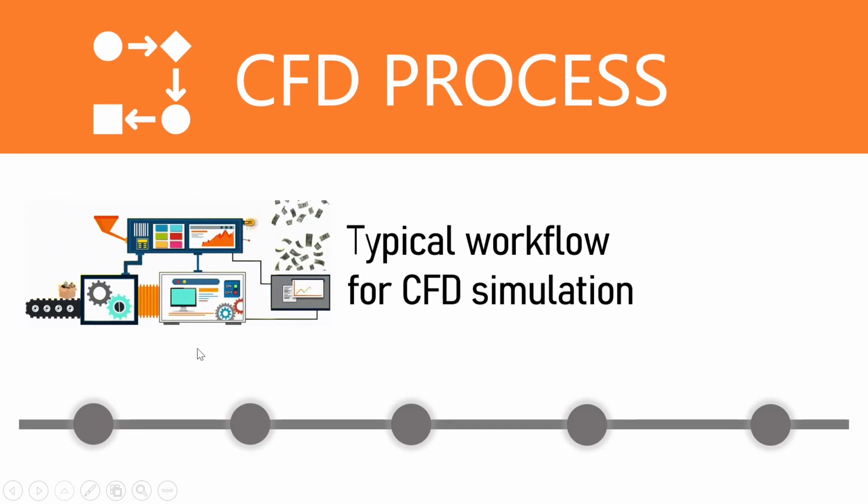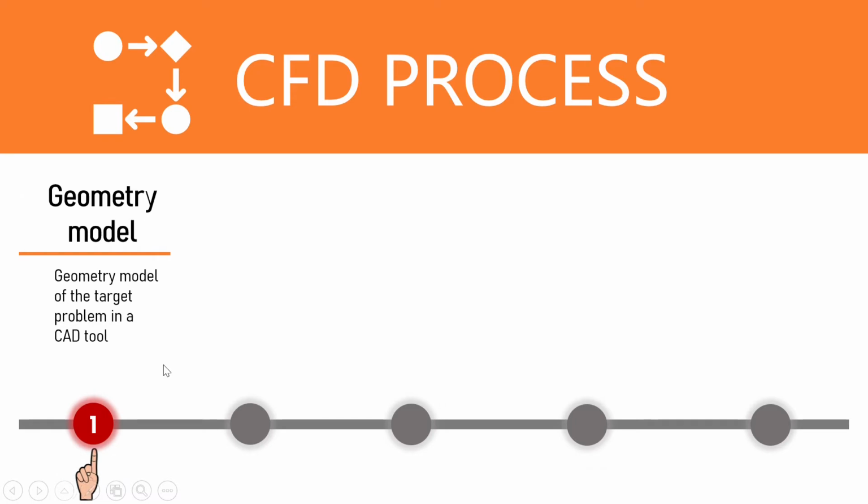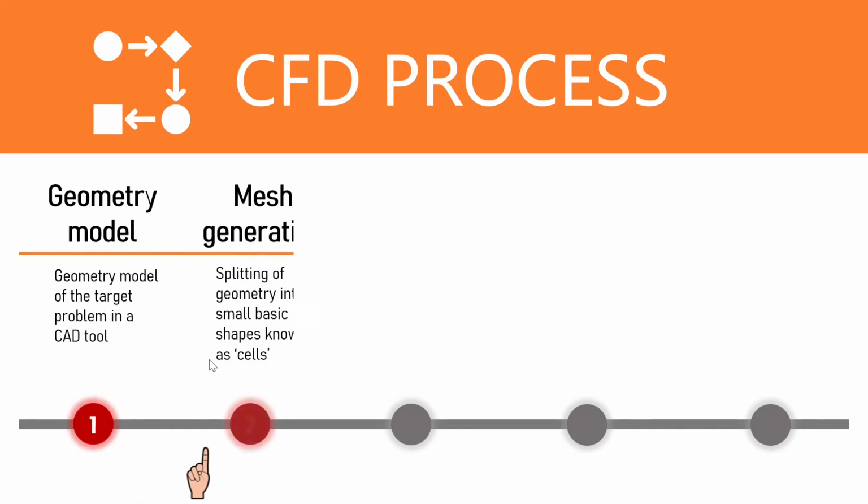A CFD analysis basically consists of the following phases. The starting point of this analysis is to construct the product or process model in a 3D CAD drawing tool. We have to create a closed flow volume. Then, the geometry of the model is split into small basic shapes known as cells. The set of all cells is known as the mesh.